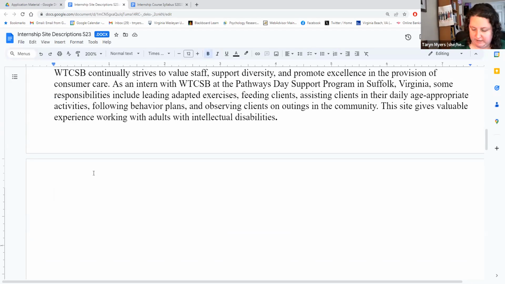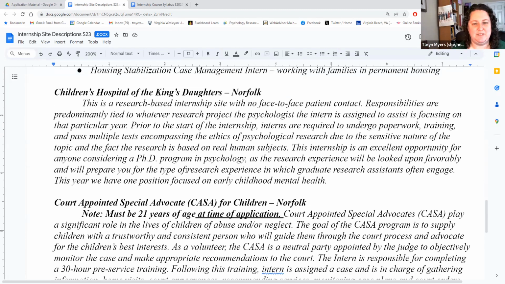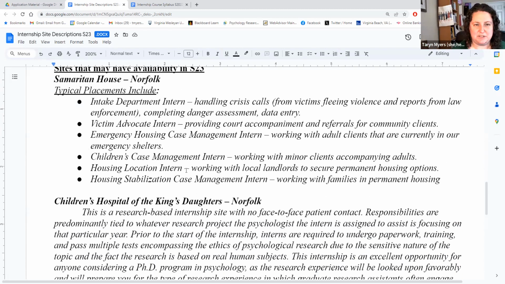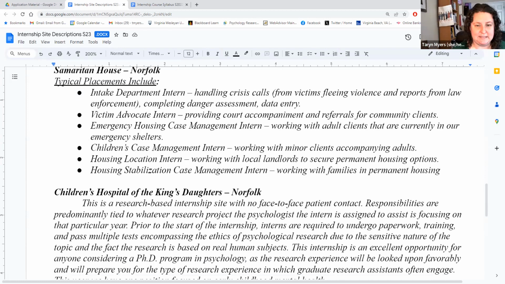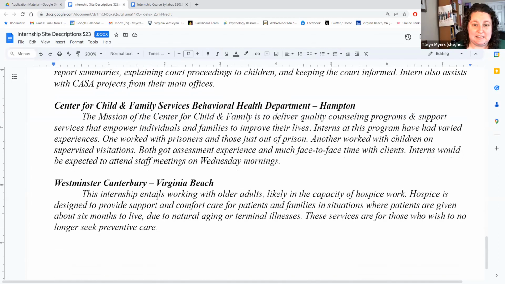And then there are a couple of sites I've used in the past, but no one's used them the past couple of years, so I didn't check in with them. But if you're interested, it certainly could be something I look into. So Samaritan House, which works with survivors of sexual assault and domestic violence. In the past, we have had folks at CHPD working on research. I mentioned CASA, basically the child services in Hampton. People have worked with prisoners, and people have done supervised visits.